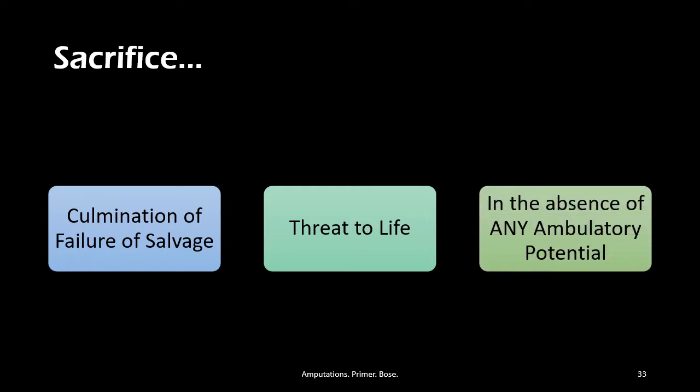Now, it is also undertaken when there is a threat to life from the limb that is being considered for amputation, and it is also undertaken in the absence of any ambulatory potential when a limb is contributing to morbidity of the patient. Then the decision to amputate and sacrifice the limb is taken, thereby to reduce that morbidity.